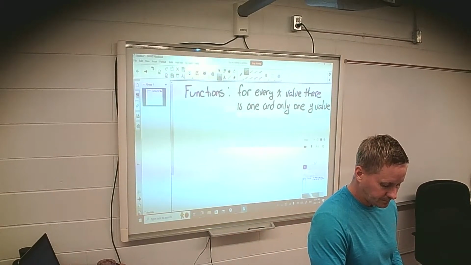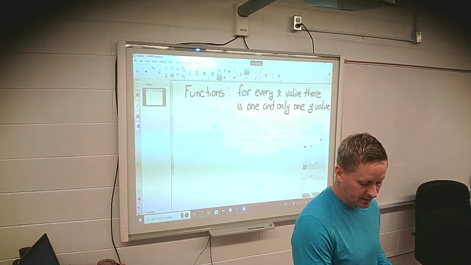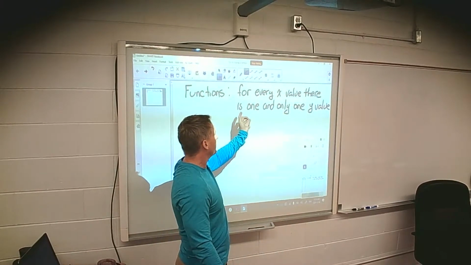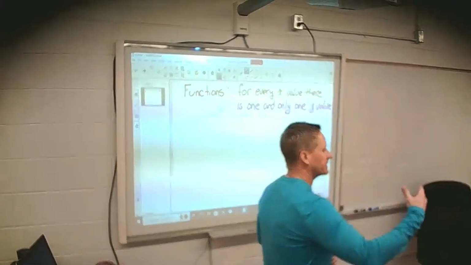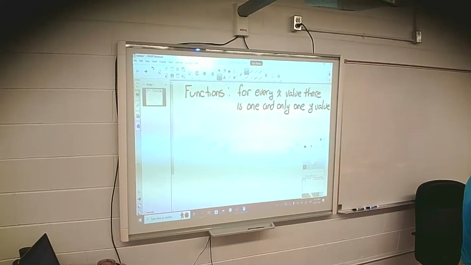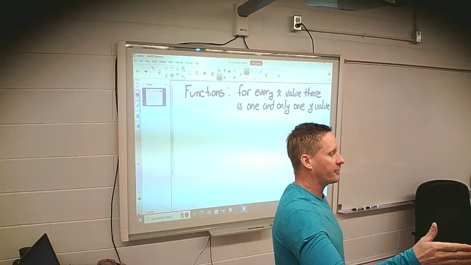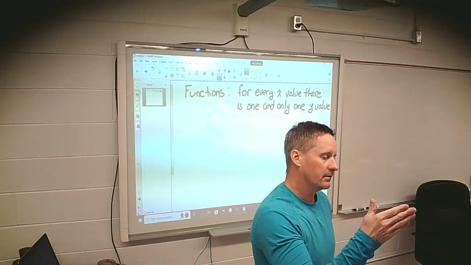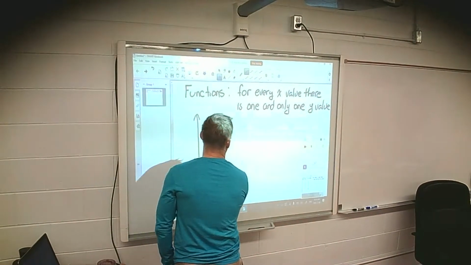A relation is classified as a function if each value in the domain corresponds to exactly one value in the range. That's what I'm talking about right here. So for every x value, there is one and only one y value. Now, how do we check this from a graph? This is the easiest way to explain what a function is. If you draw a line straight up and down on the graph, and it only hits one spot on the graph, it's a function, because that means there's only one y value for each x value. So let's have a look at a couple different types of graphs that are functions.